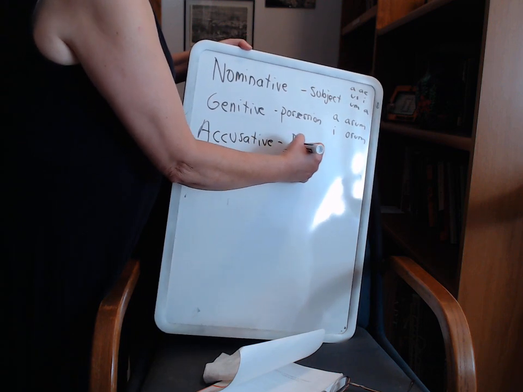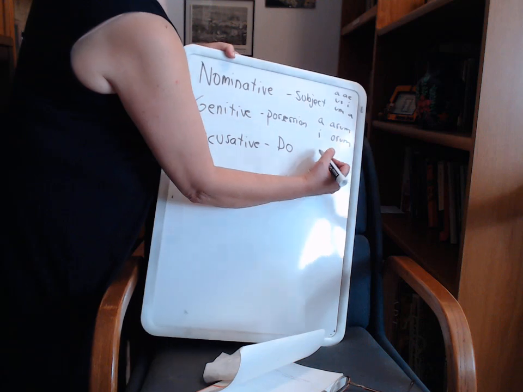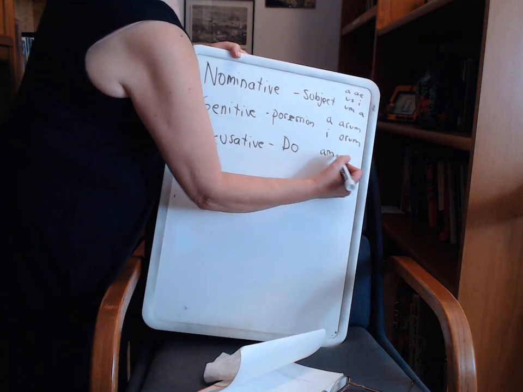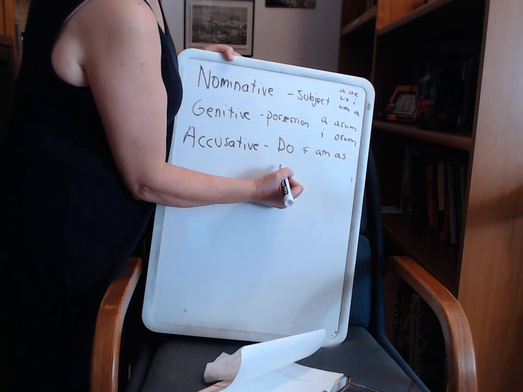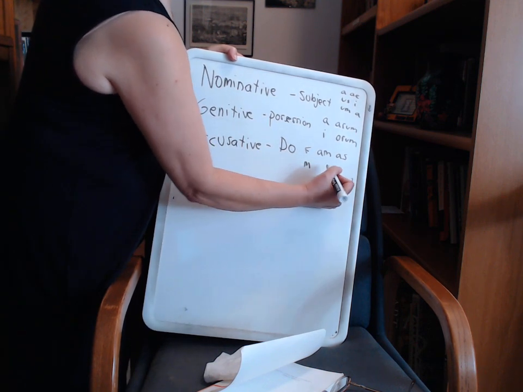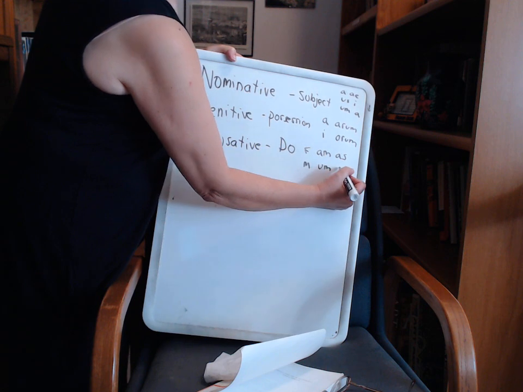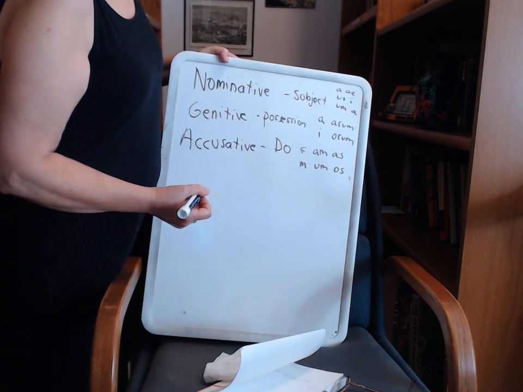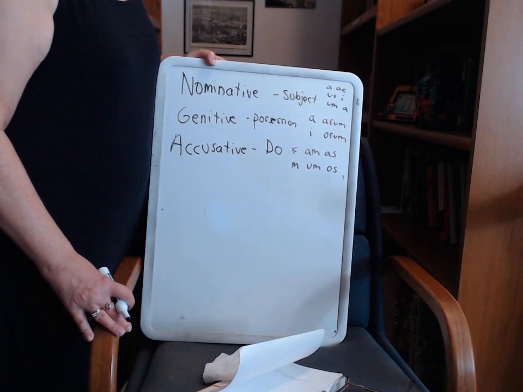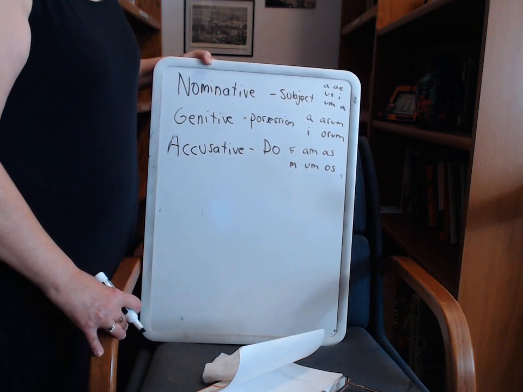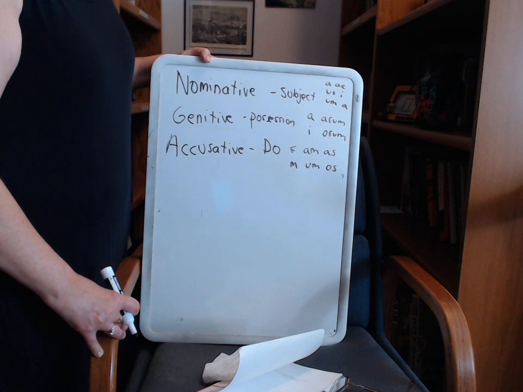This is the direct object. And our endings are am for feminine, as for feminine plural. For masculine, we have um and os. And you know what? We're not even going to talk about the neuter today. This chapter doesn't even use the neuter accusative. So let's just hold off on that.